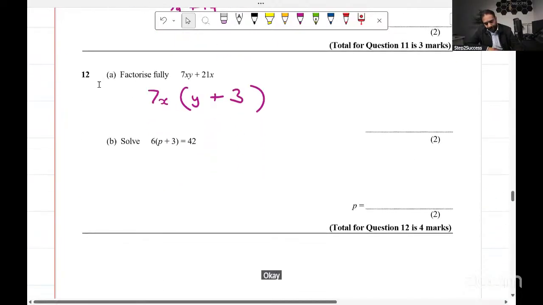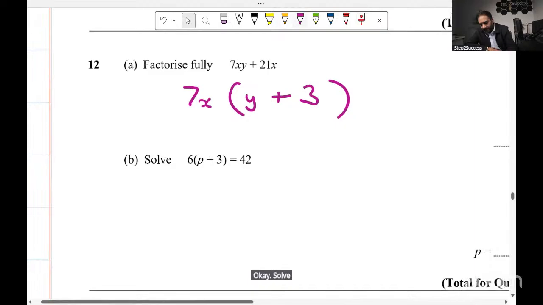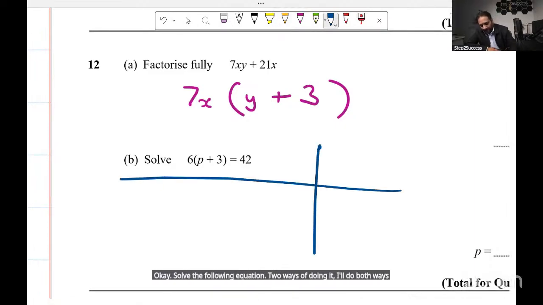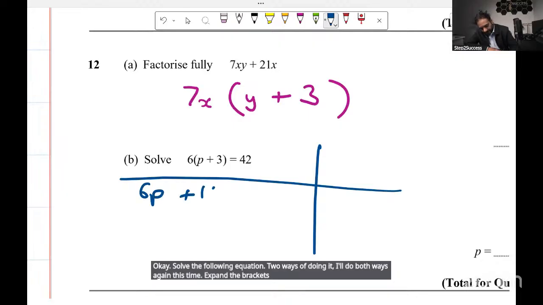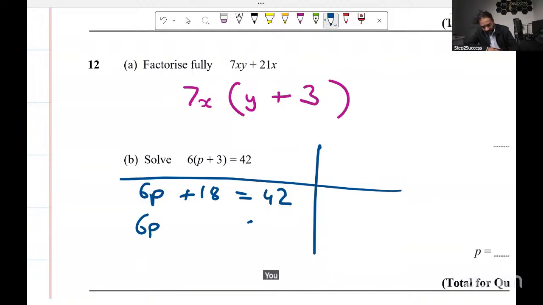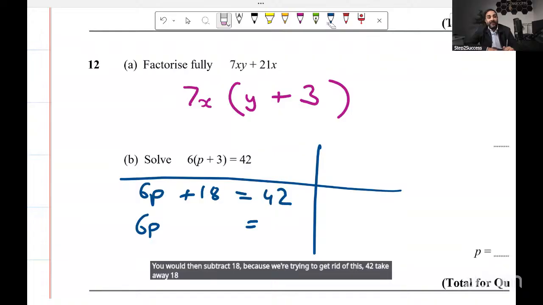Okay, solve the following equation. Two ways of doing it. I'll do both ways again this time. Expand the brackets, then you get 6p plus 18 equals 42. You would then subtract 18 because we're trying to get rid of this. 42 take away 18 is 24.